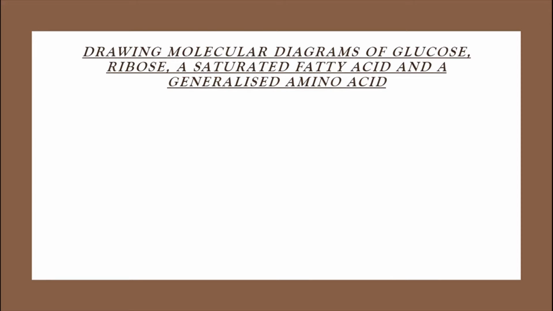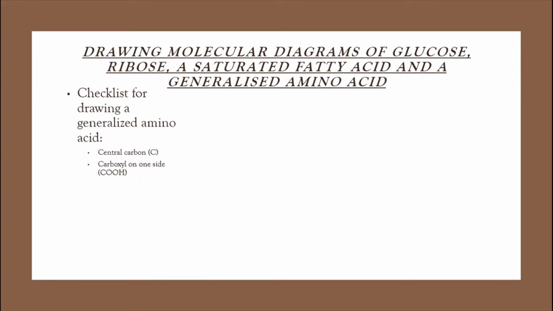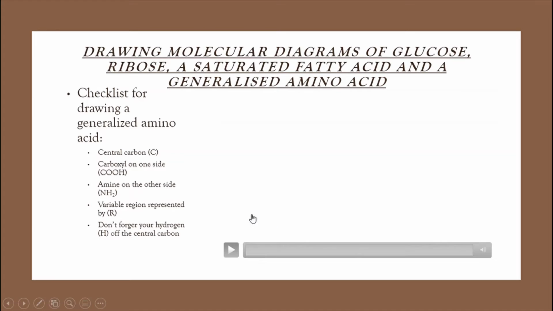Try and follow along at home using this checklist. So we need a central carbon, we need a carboxyl off one side, we need an amine off the other side, we need a variable region, and we need that hydrogen off our central carbon as well. So here's that video. Try and see if you can follow along at home.